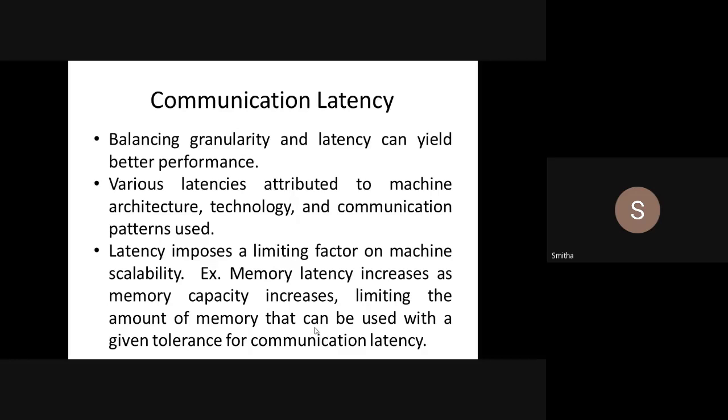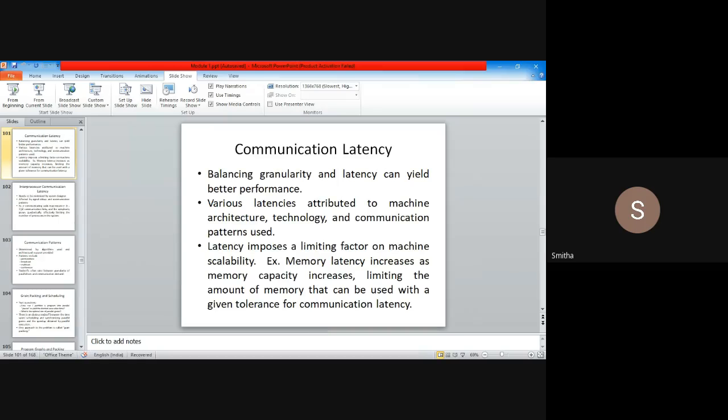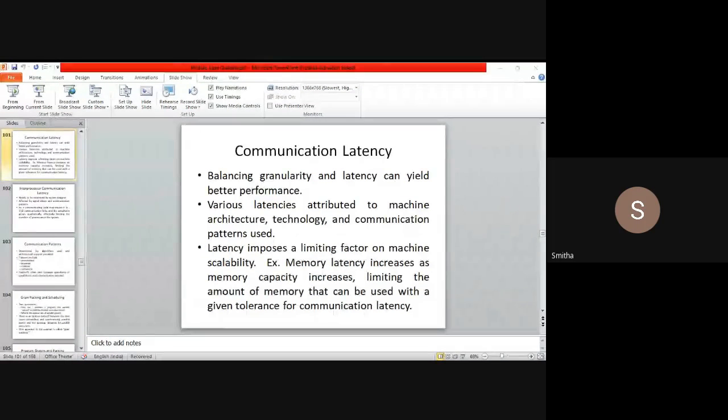Limiting the amount of memory that can be used with a given tolerance for communication latency. See students, what I want to convey is, if we think about faster execution time, the fastest system, it is not that we always need to have a large memory. That is what they are telling. If we have a large memory, then there will be more communication latency, or memory latency also. So all these things we need to take care of.